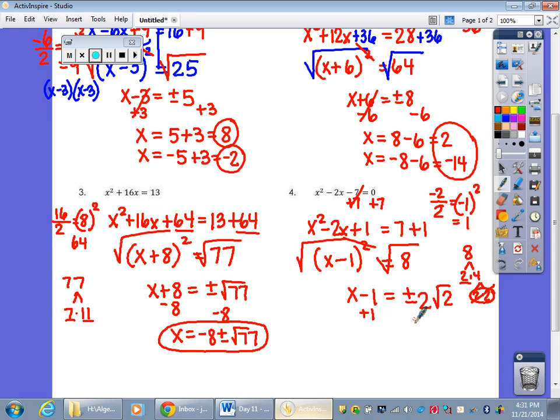When I add 1 to both sides, that does not become 3. You put the 1 in front of the plus or minus, so that's 1 plus or minus 2 radical 2. You do not add these two numbers together. That is a no-no. That just becomes 1 plus or minus 2 radical 2.